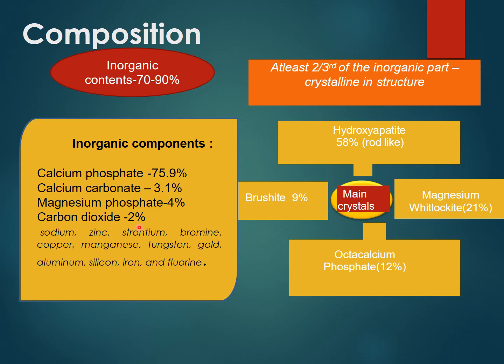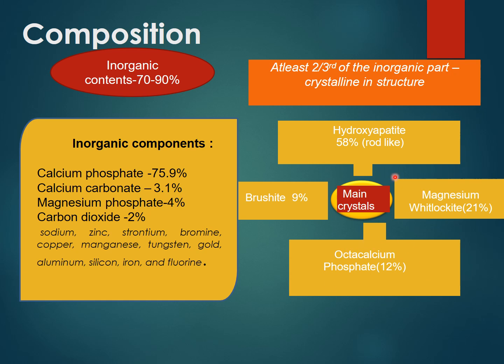Out of this, they are seen as crystalline structures. At least two thirds of the inorganic part can be seen as crystalline structures. The main crystal forms are hydroxyapatite and octocalcium phosphate. So there are four main forms. Out of these, hydroxyapatite and octocalcium phosphate constitute a bulk amount of the dental calculus.